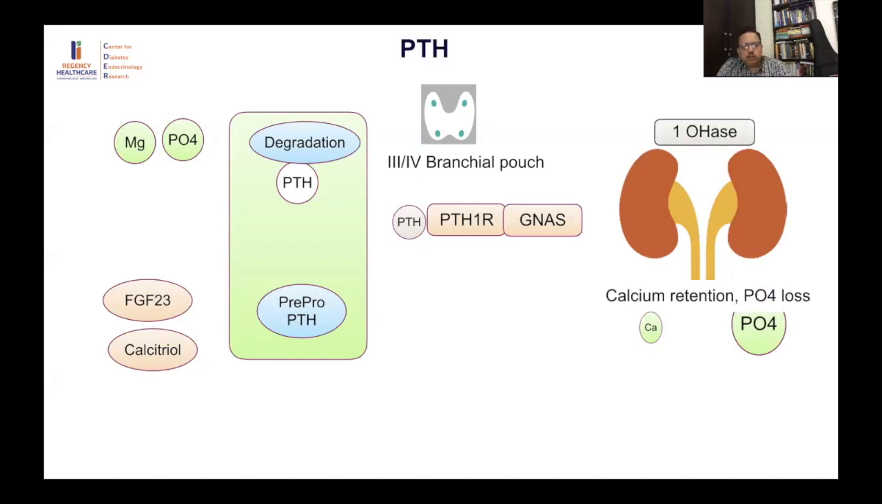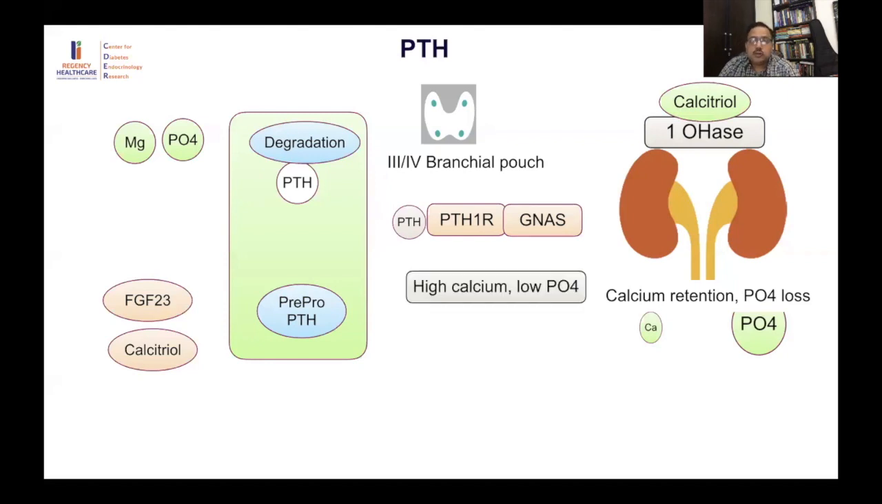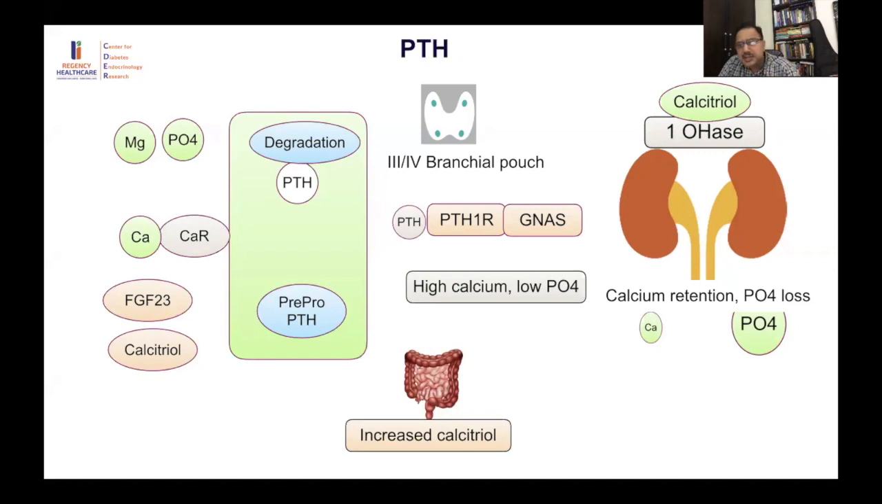PTH is also important in increasing the 1-alpha hydroxylase, as we discussed, predominantly at the level of the proximal tubule. So it plays an important role in the calcium absorption. So in a nutshell, PTH causes high calcium, low phosphorus, and its role is also controlled by the calcium sensing receptor. It increases calcitriol through the 1-alpha hydroxylase pathway, and therefore you will have increased absorption of calcium. There will be more calcium resorption at the level of bone.